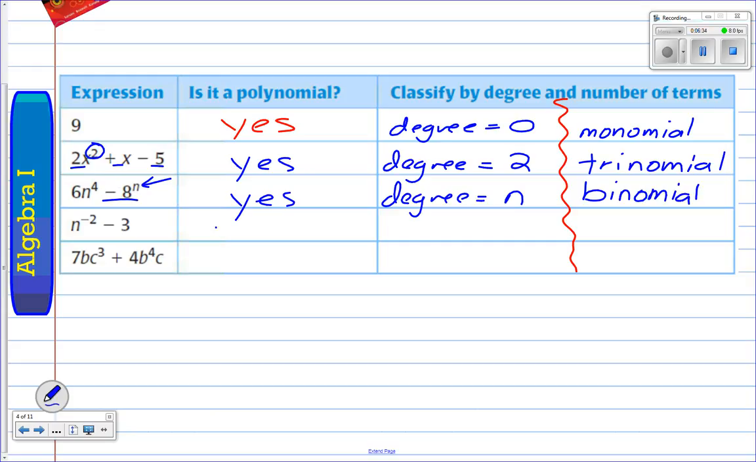Lastly, this one is also a polynomial. The highest power. Now that's kind of tough. That one doesn't have an x variable. But if it did, it would be x to the 0, which is actually higher than -2, right? This actually would be an n to the 0. 0 is greater than -2, so this has a degree of 0. And it's a binomial, 2 terms.